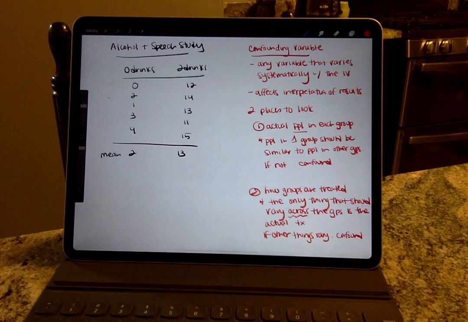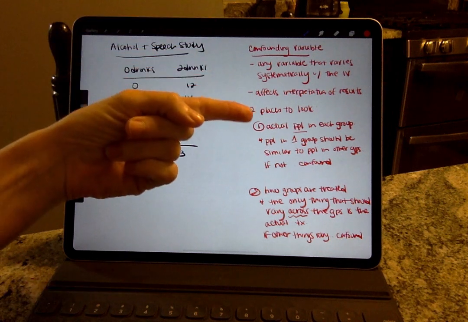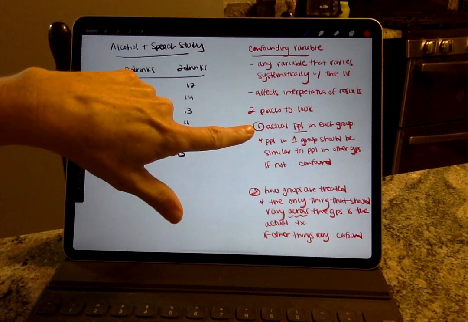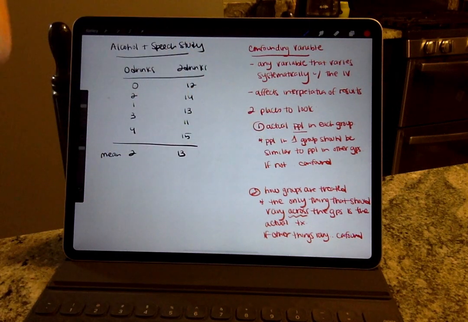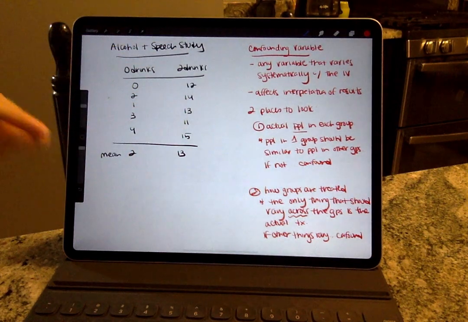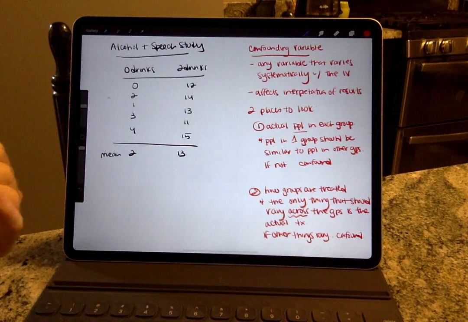All right, so that's the abstract part. Now down to the more concrete part. How do you find a confounding variable? Well, there are two places to look for a confounding variable in your research. The first place is the actual people in each group. The people in each group should be similar to the people in every other group. If not, you have a confound.